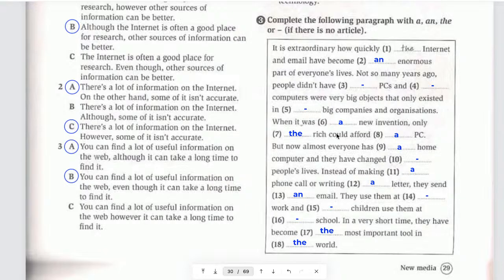Next one, number 7. Yeah, only the rich could afford something. Okay. Now, why do we need to use the here? Yeah, that is point number 6 in our book, right? We use the with adjectives which refer to groups, and in this case that is the rich. So rich is an adjective, so we say the rich.